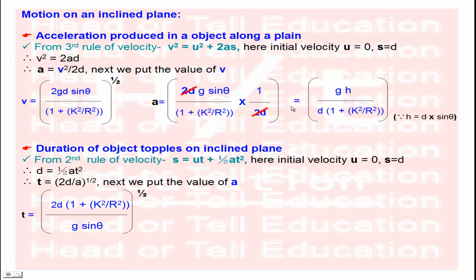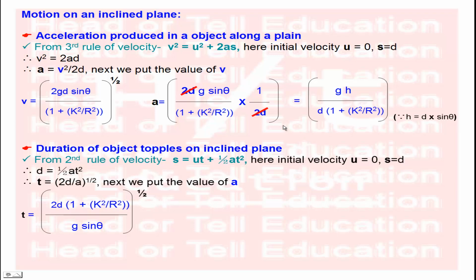Also we can write it like g h divided by d multiplied by 1 plus k square by r square, because we know the height h equals d sine theta, so sine theta is replaced by h by d here. Next, duration of the object toppling on the inclined plane.